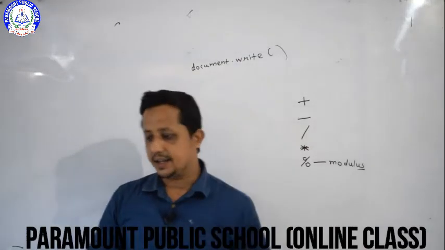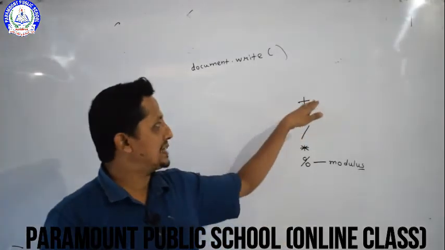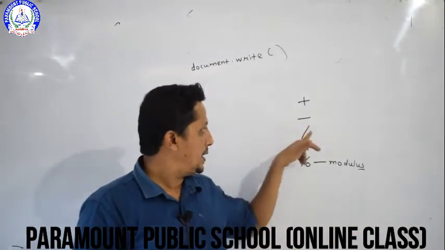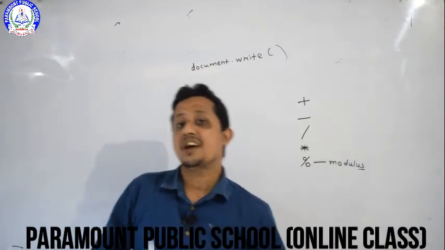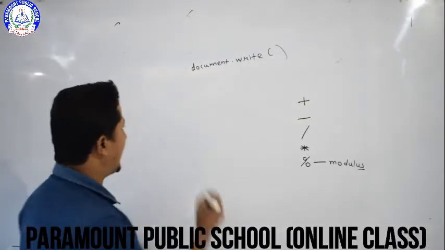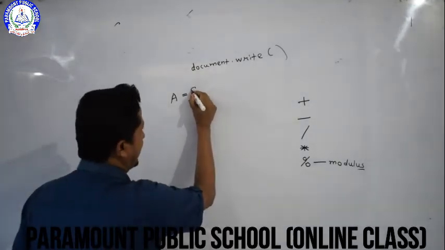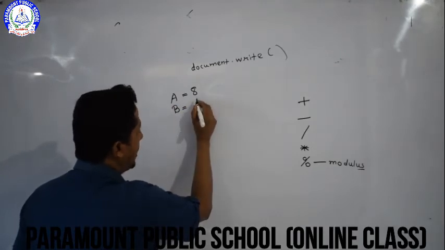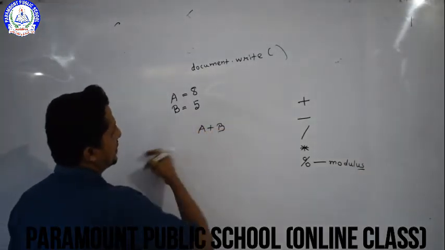So there are 5 types of arithmetic operators in JavaScript. Plus is used for adding, minus for difference, division, multiplication, and what is modulus? The modulus finds out the remainder of a thing. For example, say A is equal to 8, B is equal to 5. Now what is the result of A plus B? The result of A plus B will be 13.